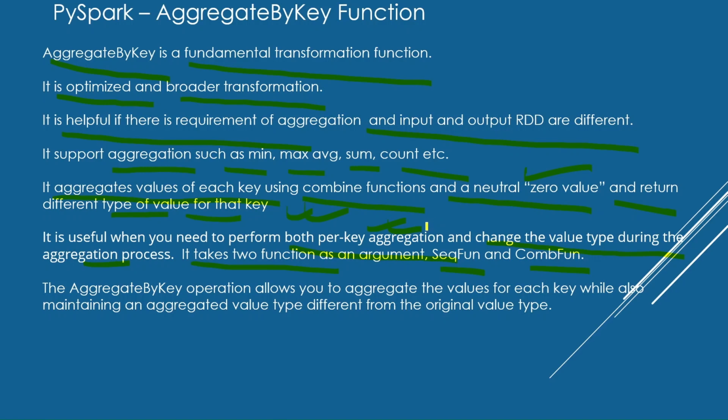As discussed, whenever there is a need to do aggregation based on the key, we can use the aggregate by key function. It takes two arguments, and both arguments are functions. One is the sequence function and the second is the combine function.